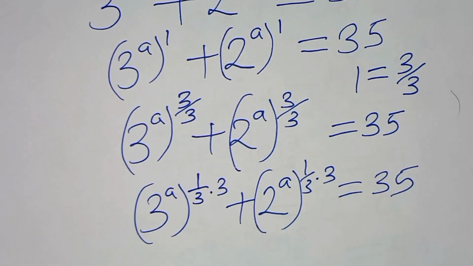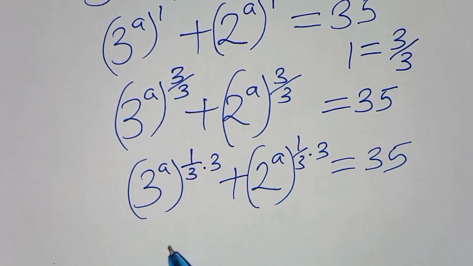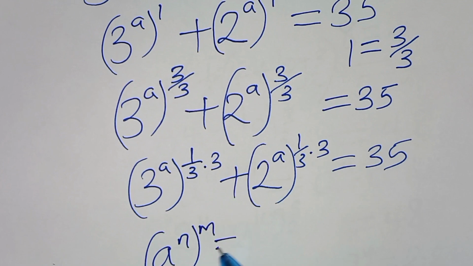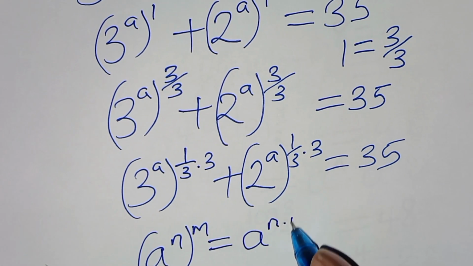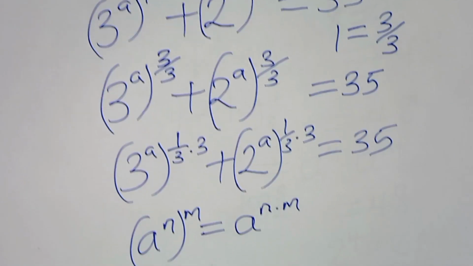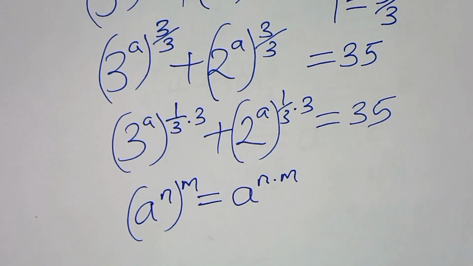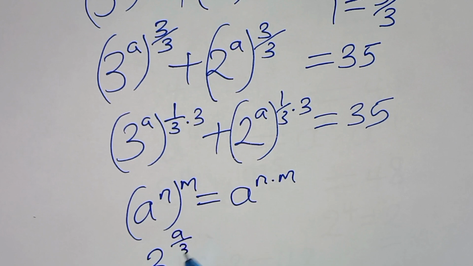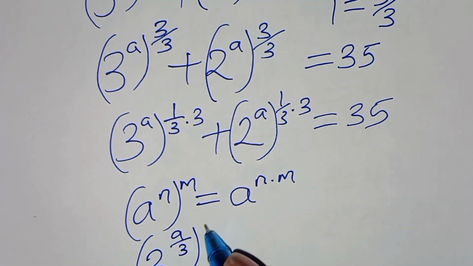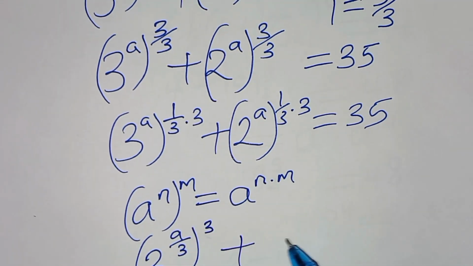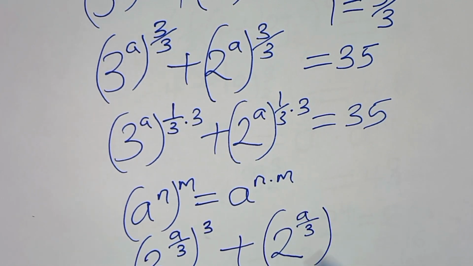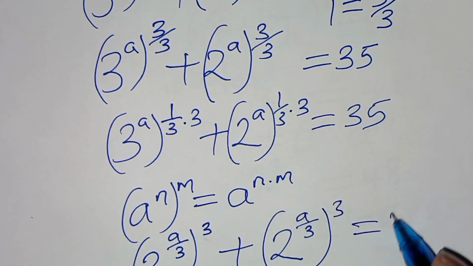Now the next step from here, given that a to power n raised to power m can be expressed as a to power n times m, applying this exponent property, here we have 3 to power a over 3 raised to power 3 plus 2 to power a over 3 raised to power 3. This is equal to 35.